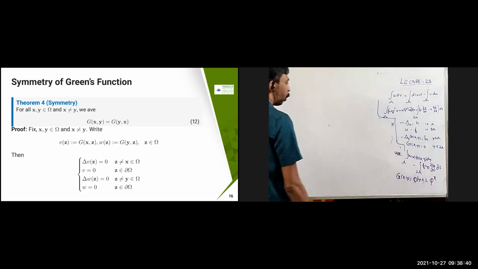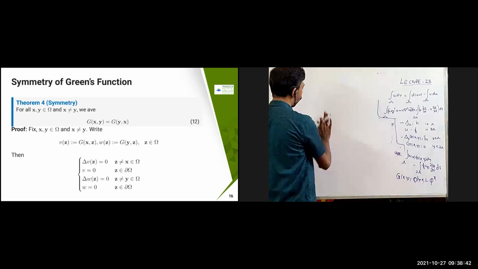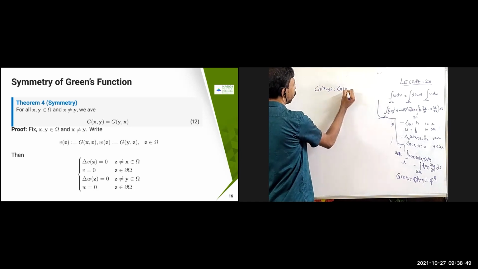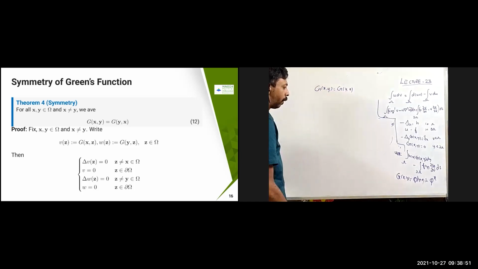You can prove another thing, and this is a very simple proof. What we have is the symmetry: G of x comma y is equal to G of y comma x. This we can prove. Let us prove that. It is a very simple proof.